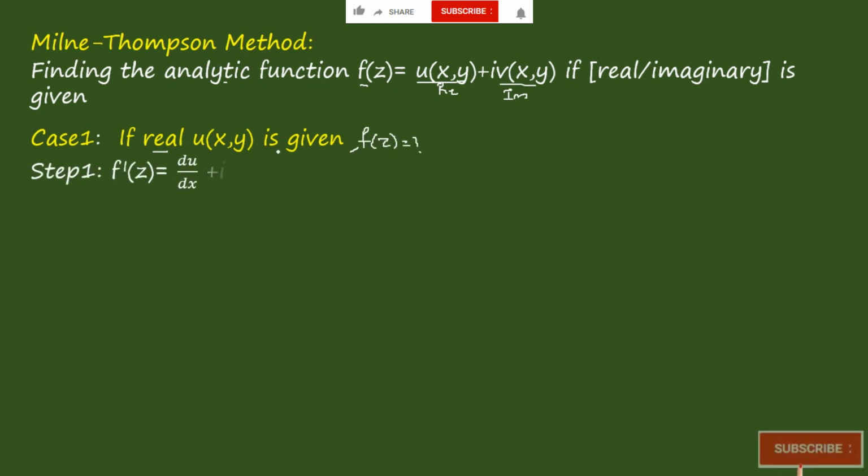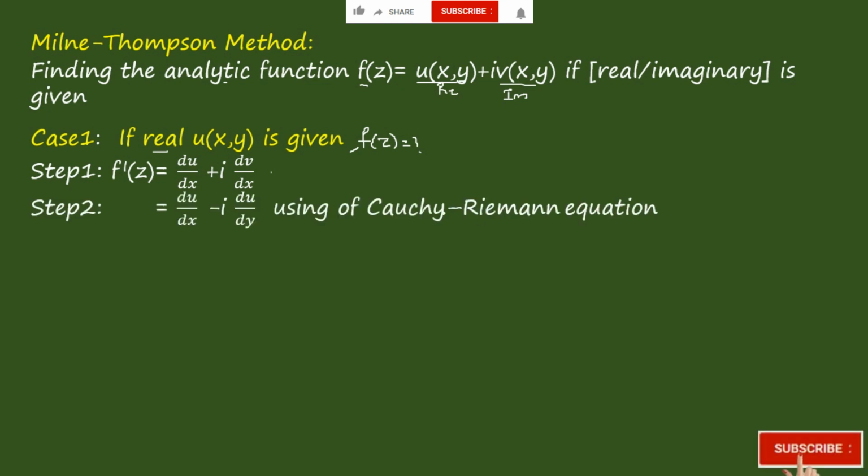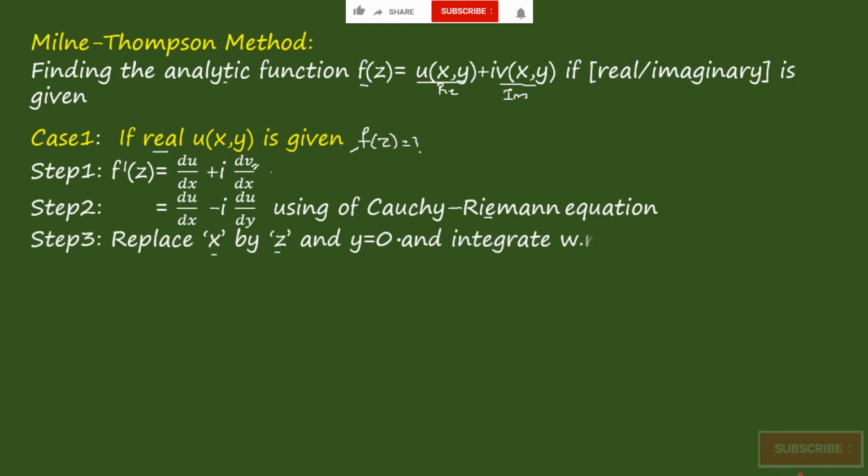right? So the first step is differentiating f of z with respect to x, and we get f dash of z is equal to du by dx plus i into dv by dx. Step 2 is using the Cauchy-Riemann equation, and we replace dv by dx with minus du by dy, as we don't know the value of v. In the third step, we replace x by z and y equal to 0 and integrate with respect to z. Then we get f of z in terms of z. It is nothing but f of z, right?